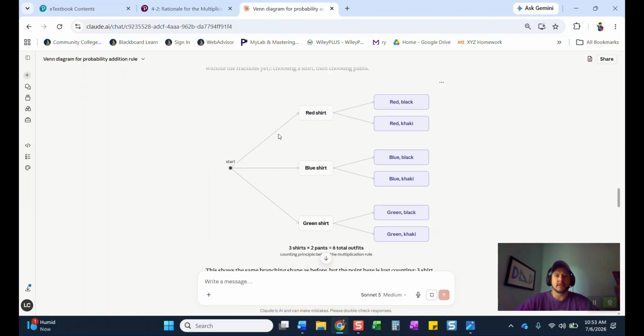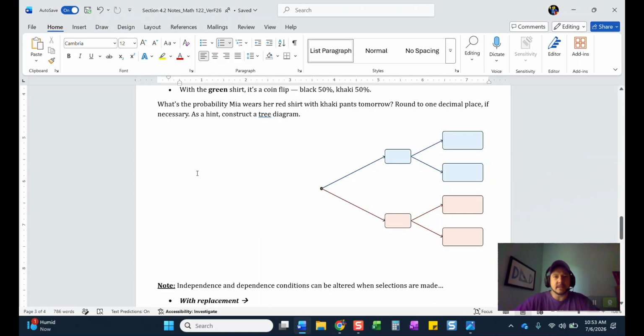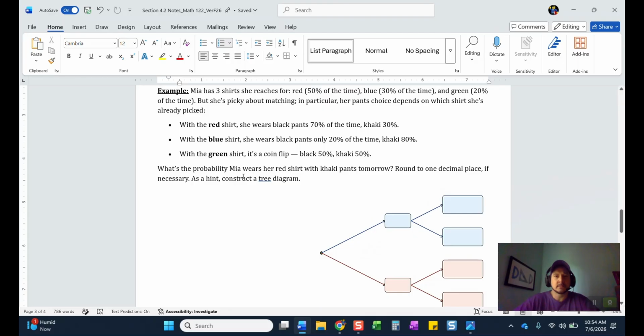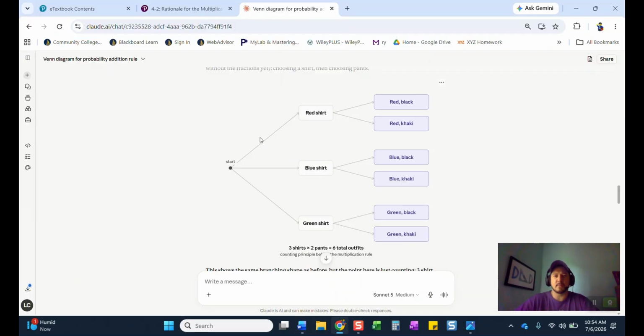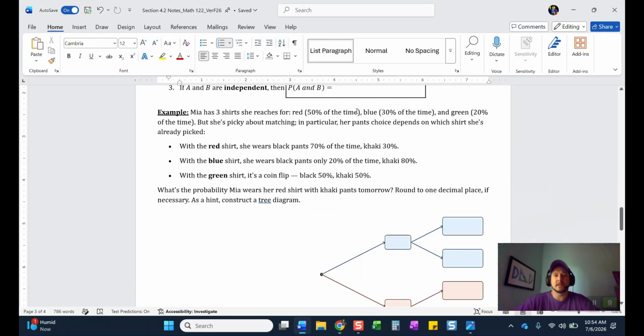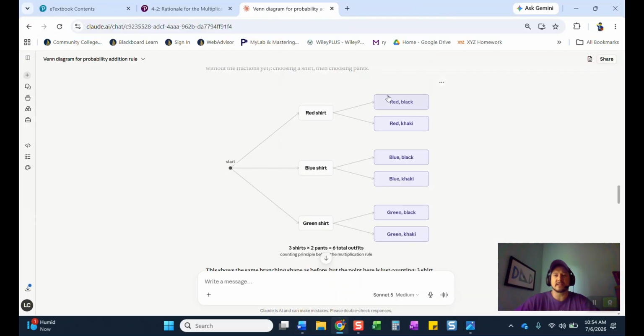Okay, so yeah, we can mark down the probabilities here. So let's see. 50% red, 30% blue, 20% green. So we just mark these branches with the percentages. And then given the condition that she wears a red shirt, 70% of the time she'll wear black pants, so 0.70 there and 0.3 here.